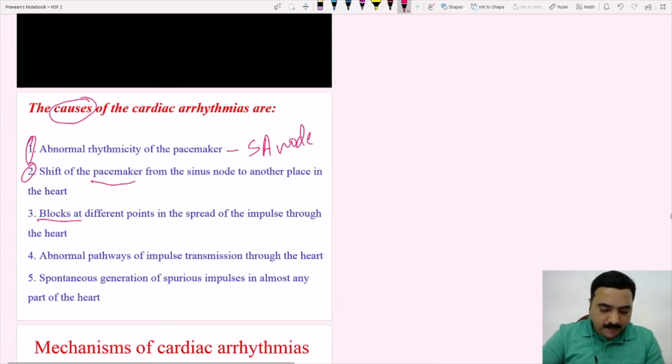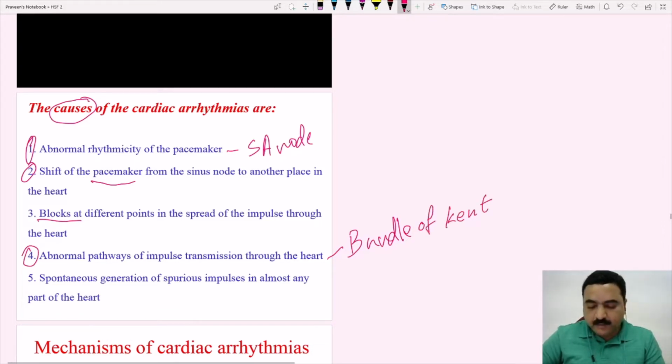Or sometimes there are abnormal pathways of impulse transmission through the heart. An example is the bundle of Kent, which causes WPW. We will discuss WPW later. So that is the bundle of Kent causing abnormal rhythms. Or you can have spontaneous generation of spurious impulses in almost any part of the heart. It can happen because of abnormal behavior, where the plasma membrane may be damaged, and cations especially can enter the cell and start causing abnormal rhythms.